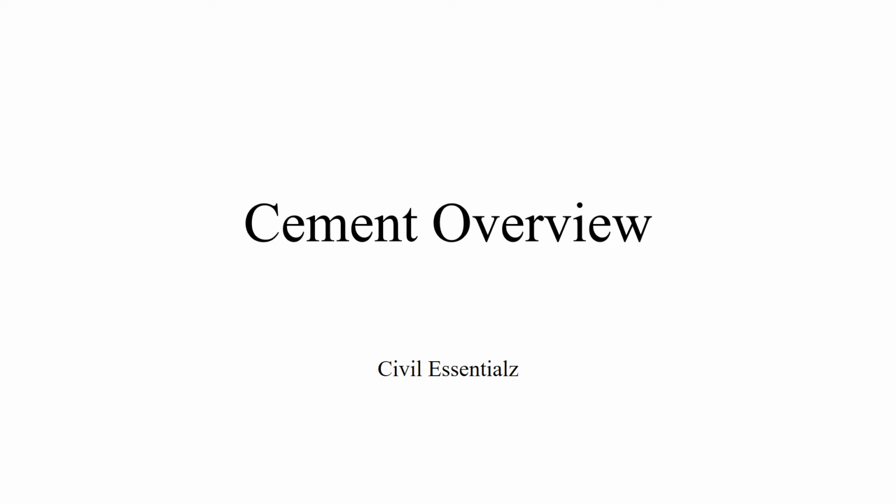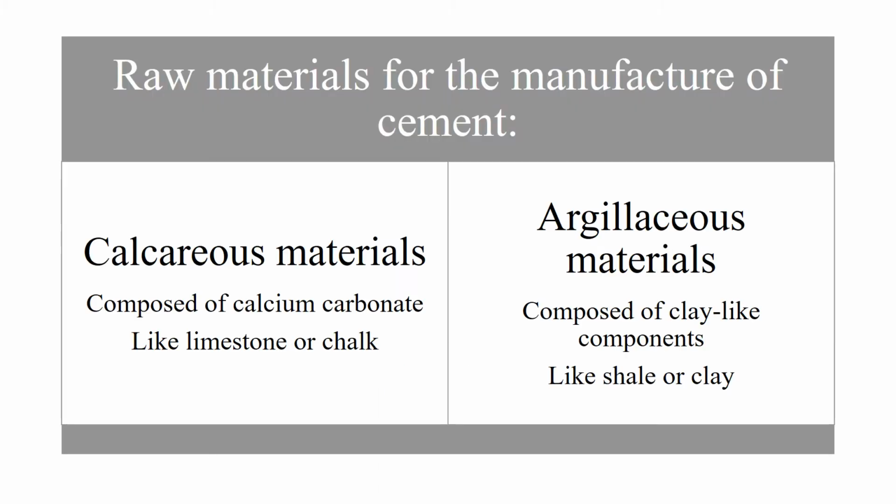Now let's discuss the raw materials that are required for manufacture of cement. The raw materials that are required for manufacture of cement are calcareous materials and argillaceous materials. Calcareous materials are mostly or partly composed of calcium carbonate, such as limestone or chalk. Argillaceous materials contain substantial amounts of clay-like components, such as shale or clay. Cement factories are established where these raw materials are available in plenty.